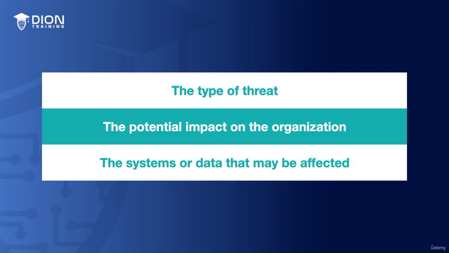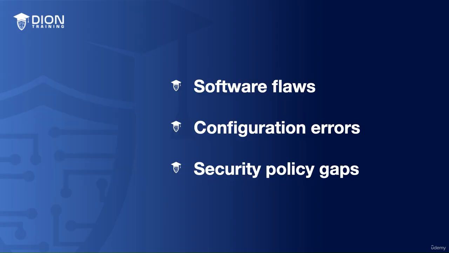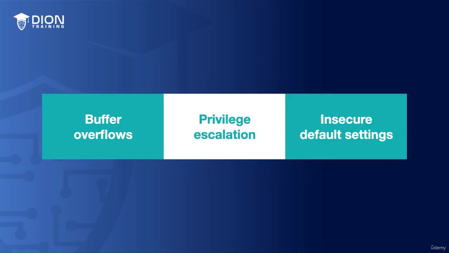Third, we need to classify our vulnerabilities. Classification involves categorizing the identified vulnerabilities based on factors like the type of threat, the potential impact on the organization, and the systems or data that may be affected. By doing so, organizations can better understand the nature of the vulnerabilities and align their remediation efforts accordingly. For example, vulnerabilities might be classified into categories like software flaws, configuration errors, or security policy gaps. Within each of these categories, we can further subclassify these things like buffer overflows, privilege escalation, or insecure default settings.